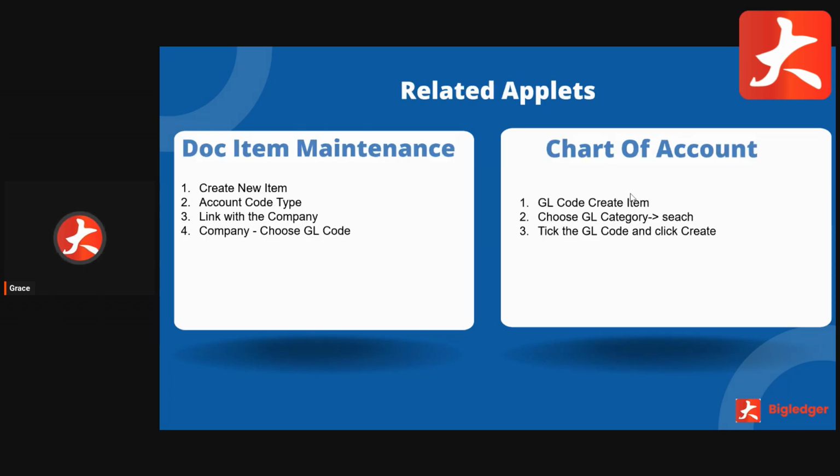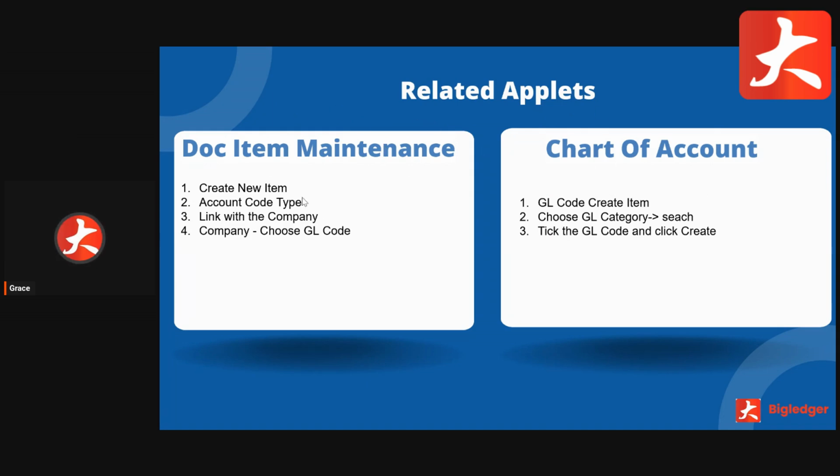So to create the sales debit note, there are a few applets related to it. First thing first will be the doc item maintenance, where you need to create a new item code, which is an account code type. From there, you need to link with the company, and then you choose the GL code. Okay, so this is one applet. The other applet will be the chart of account. Actually we have two options, whether you want to create it from the doc item maintenance or you want to create it under the chart of account. So that's why they are related applets over here.